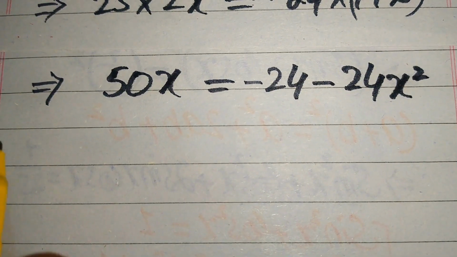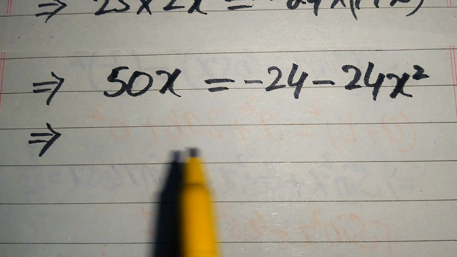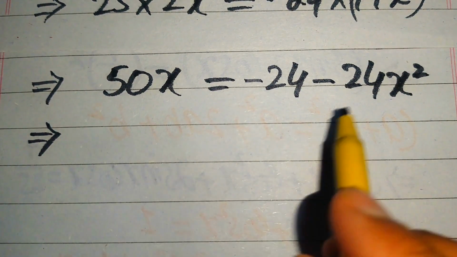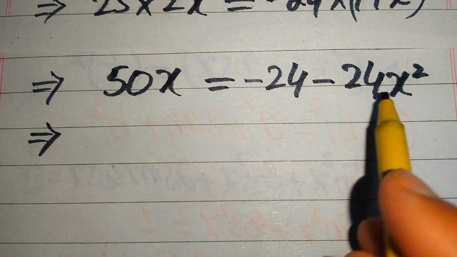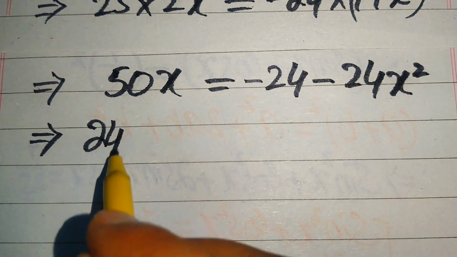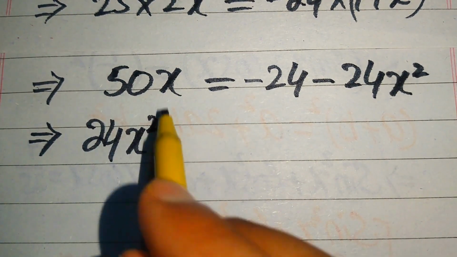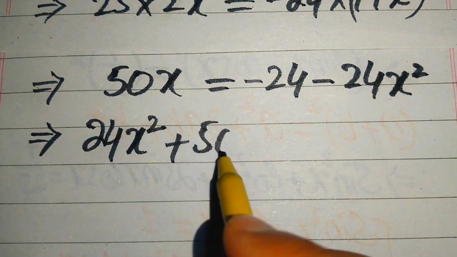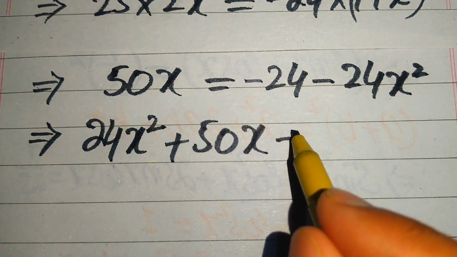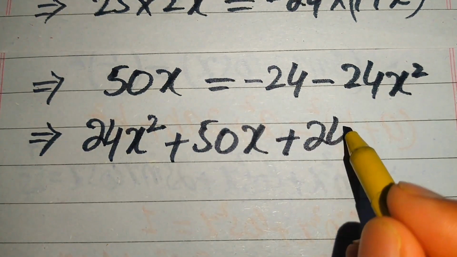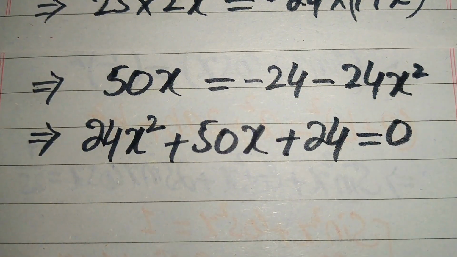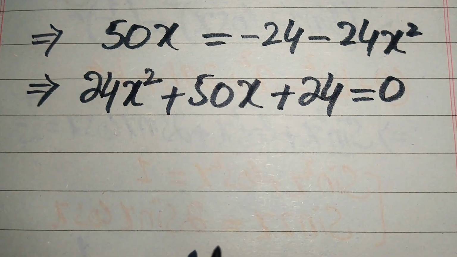So further in the next step, we move all the terms from the right hand side to the left hand side, and this will be written as: minus 24x square becomes plus 24x square, and we have 50x, and this again becomes plus 24, and this whole equation is equal to 0.